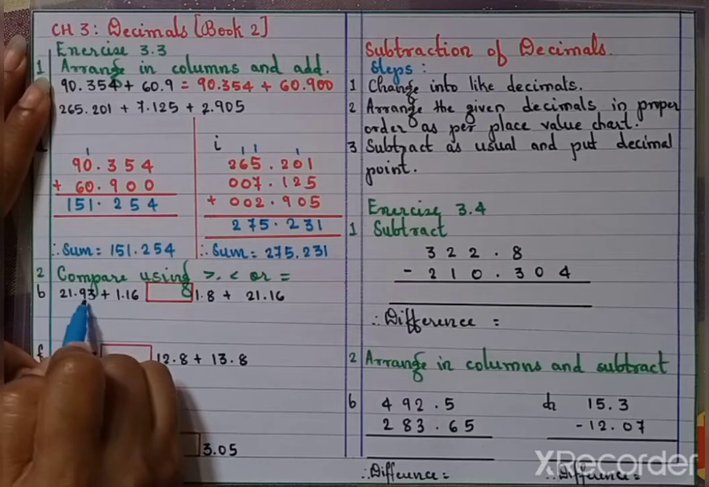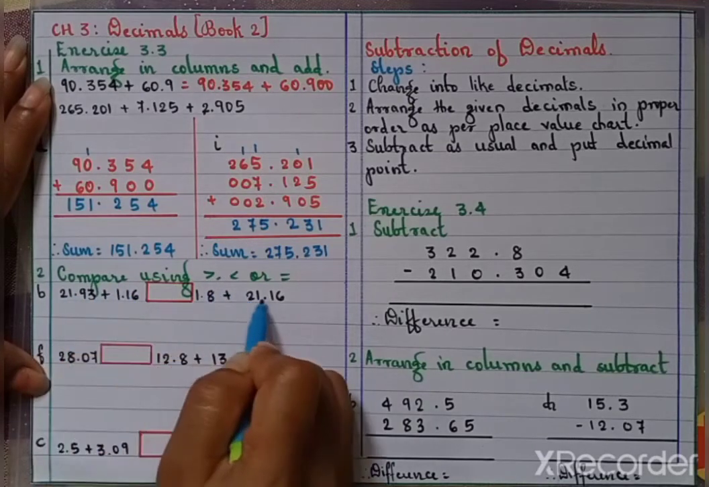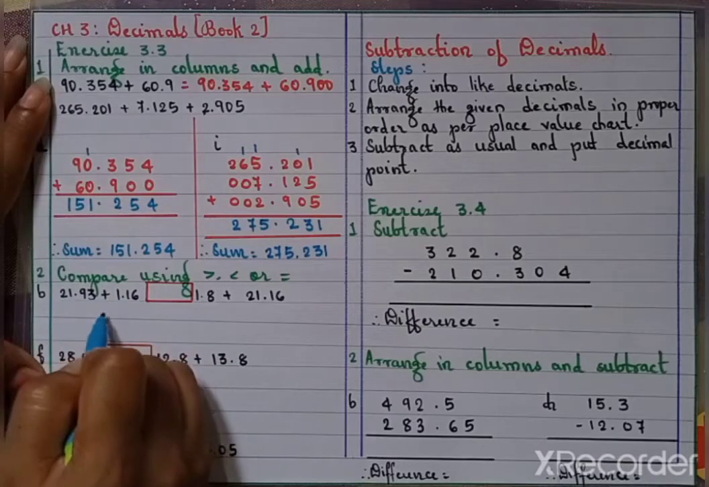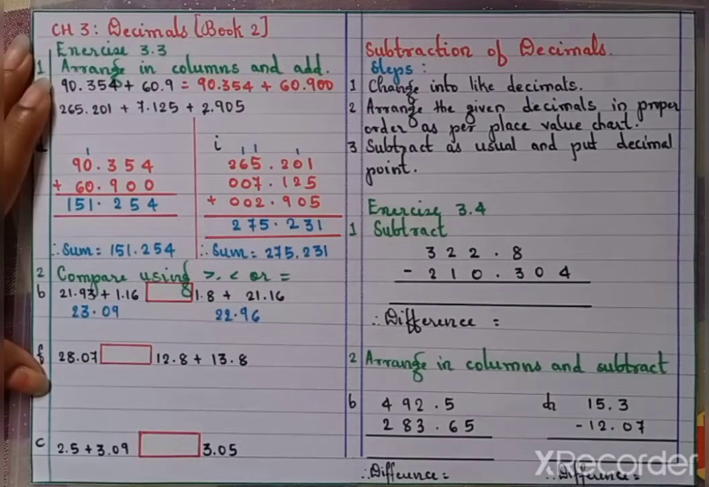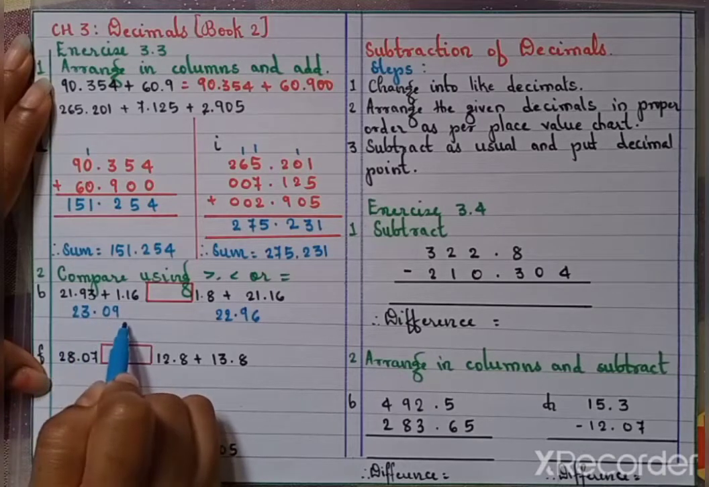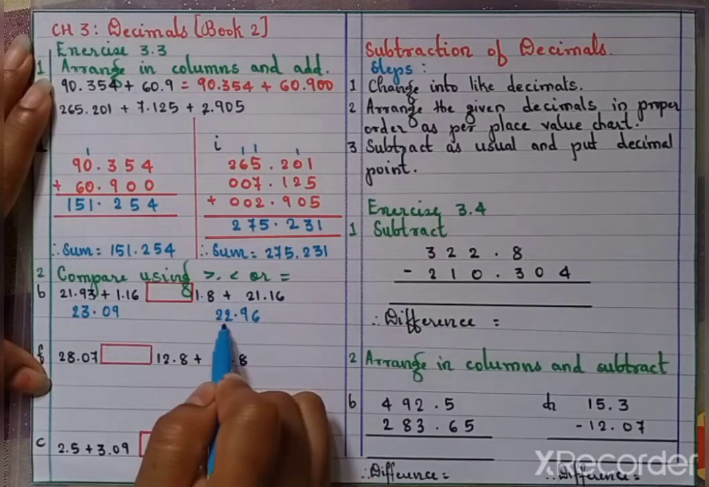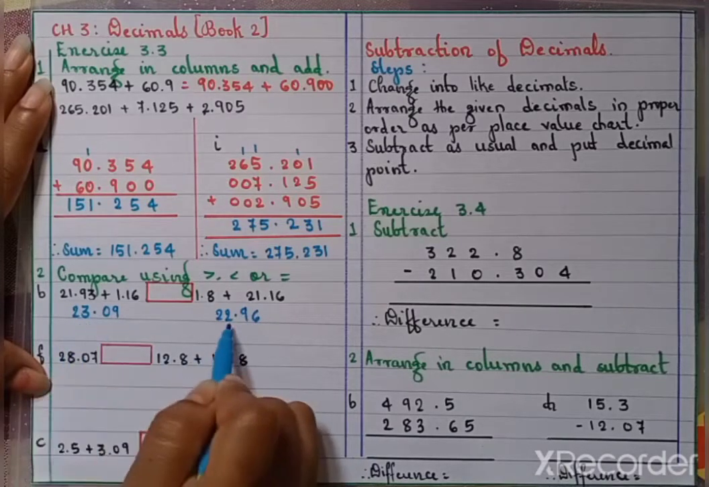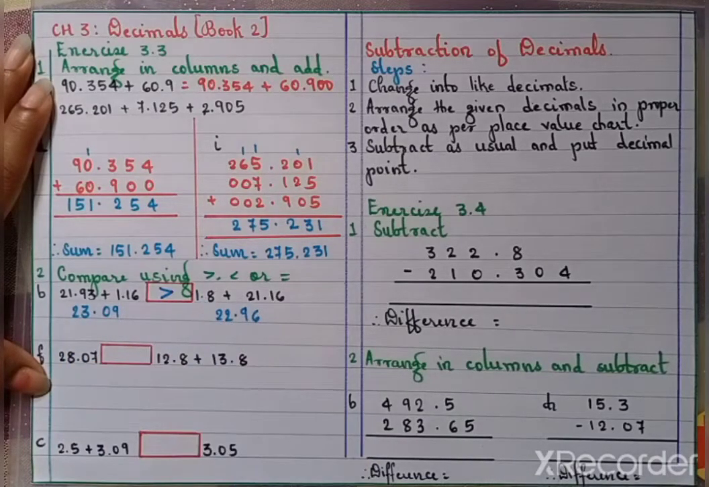Now here they have given the sum of this and sum of this, we have to compare. So for that, let's write the sum of these first. When we add these decimals, we'll get the sum 23.09, and when we add these decimals, we'll get 22.96. And if we compare the whole number, 23 is greater than 22, therefore here comes greater sign.